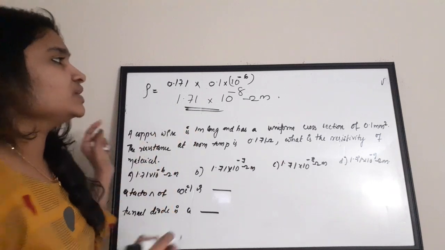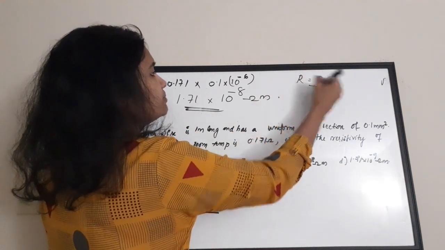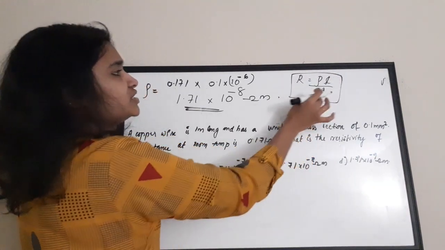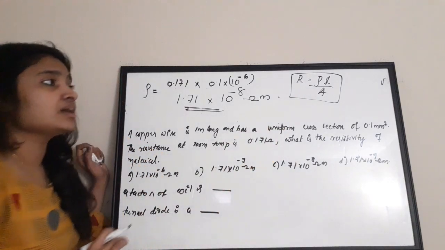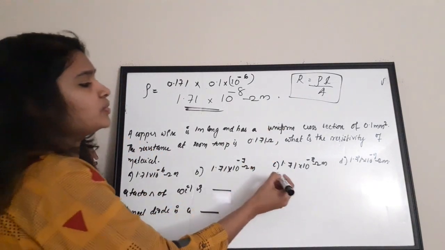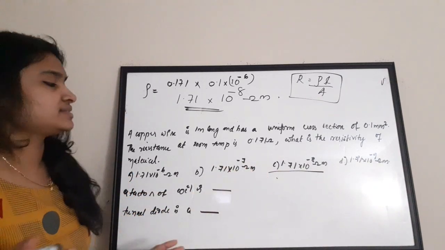So the general equation you have to use here is R is equal to rho into L by A. From this you can find resistivity, length and area. The relation with the resistance is R is equal to rho into L by A. The correct answer is 1.71 into 10 raised to minus 8 ohm meter.